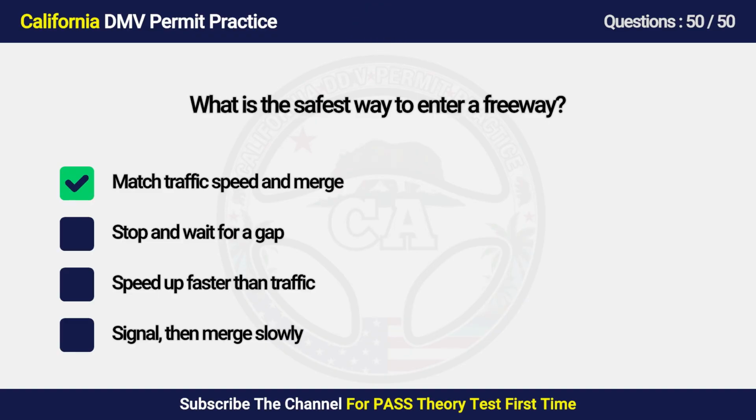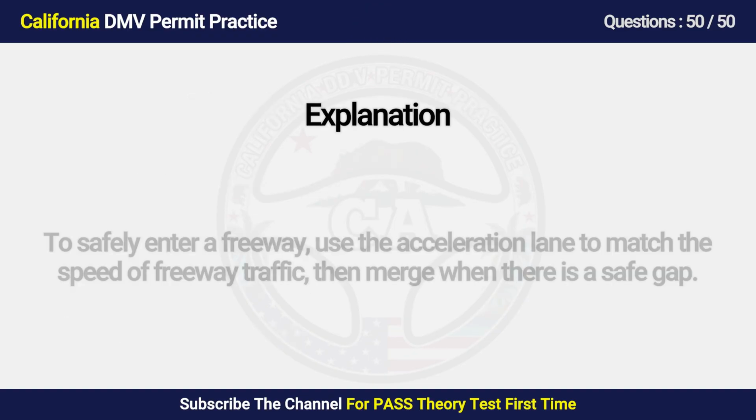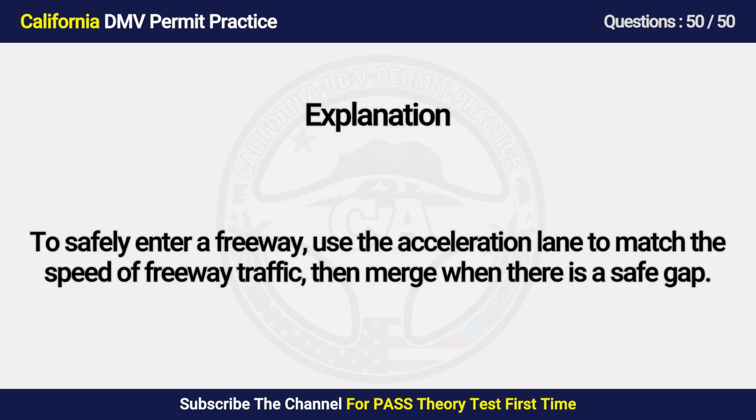Answer is A. Match traffic speed and merge. To safely enter a freeway, use the acceleration lane to match the speed of freeway traffic, then merge when there is a safe gap.